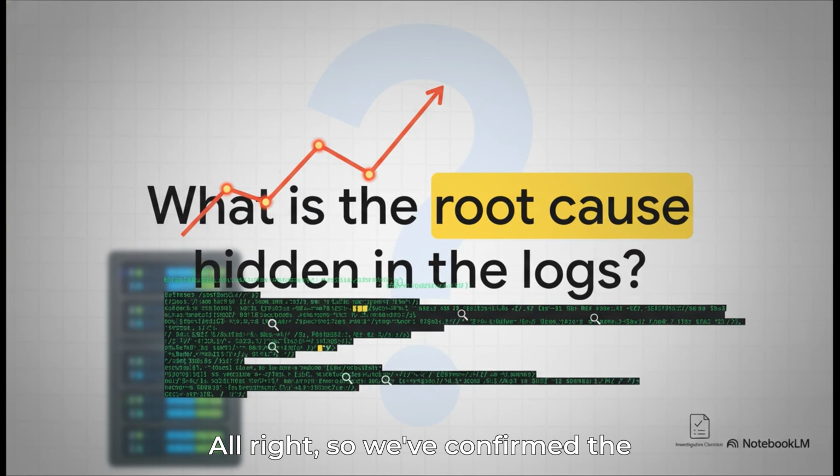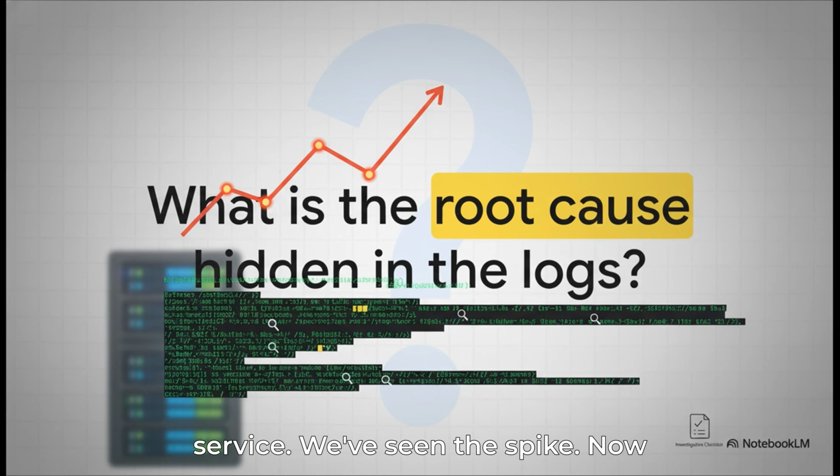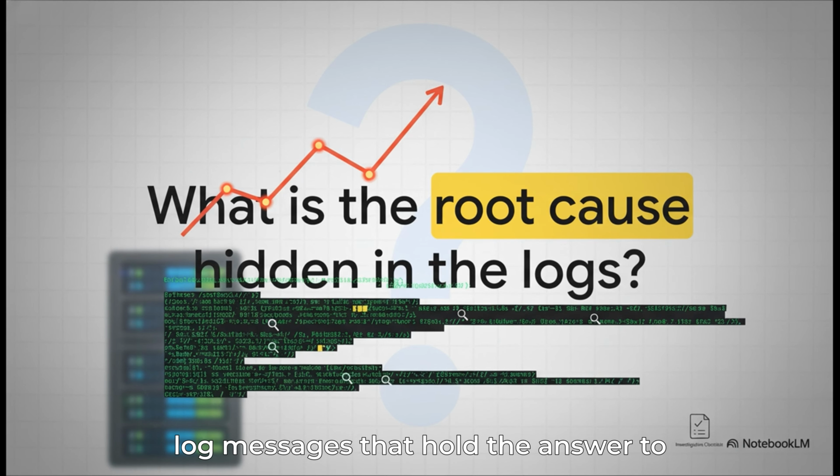All right, so we've confirmed the blast radius. We know this is a big problem affecting the whole checkout service. We've seen the spike. Now it's time to pivot. We need to go from these high-level metrics down to the ground truth, the specific log messages that hold the answer to the question, why is this happening?